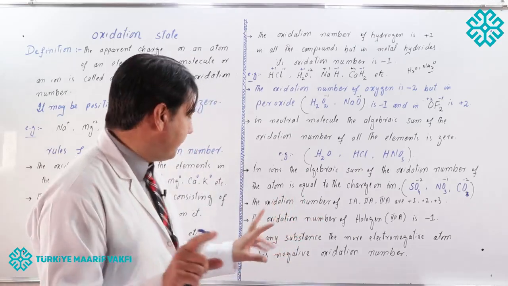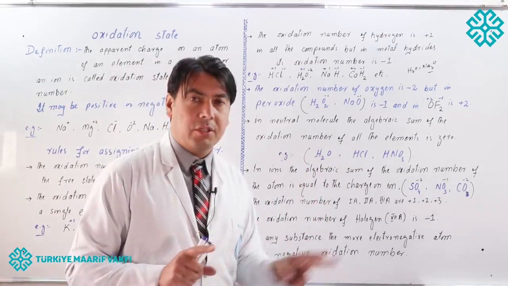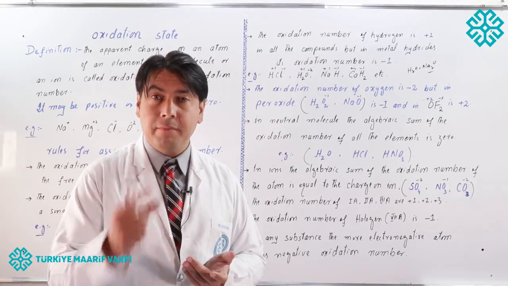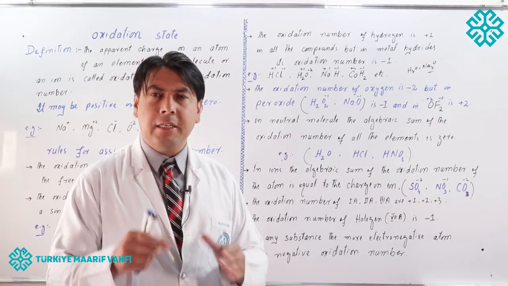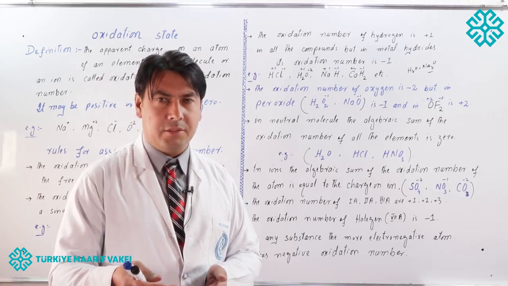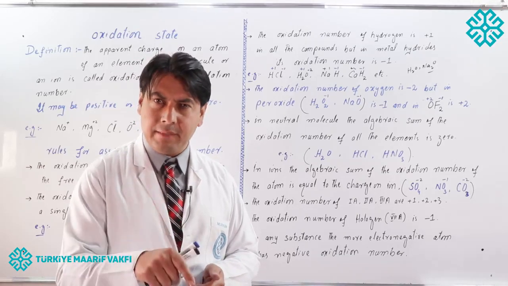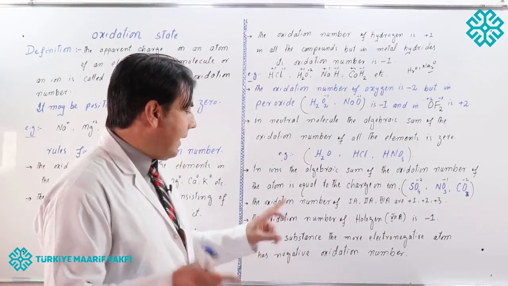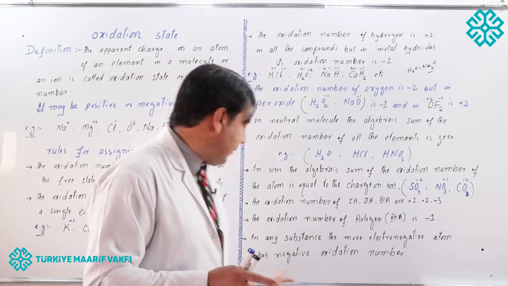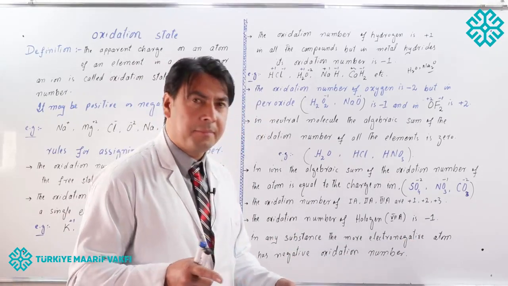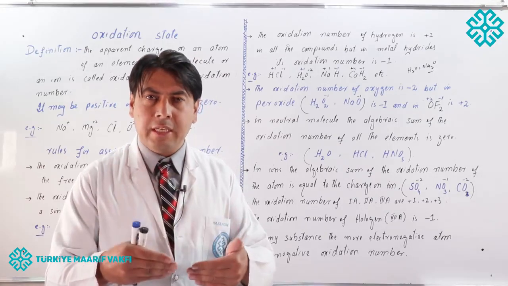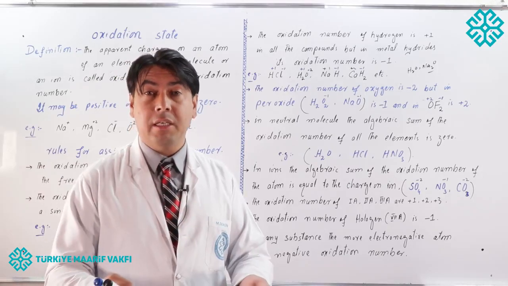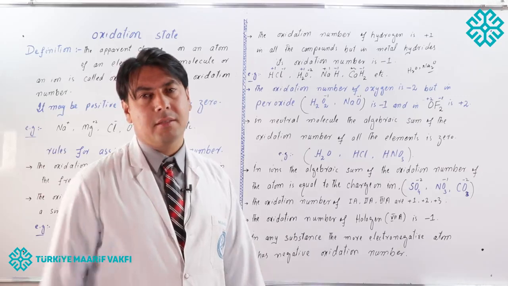Similarly, the oxidation number of the halogens, group 7, is -1, because group 7 has 7 valence electrons, and they can accommodate a maximum of 8 electrons in the valence shell. So they require 1 electron, so they can take 1 electron, and their oxidation state will be -1 normally. In any substance, the more electronegative atom has a negative oxidation number, and the less electronegative atom has a positive oxidation number.